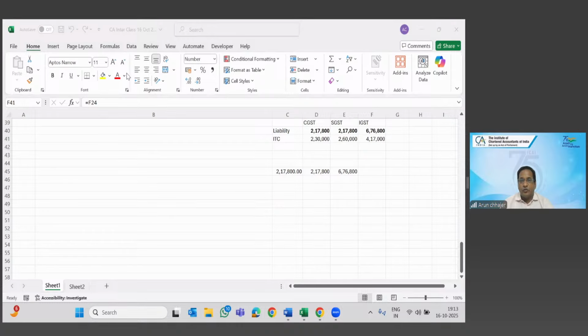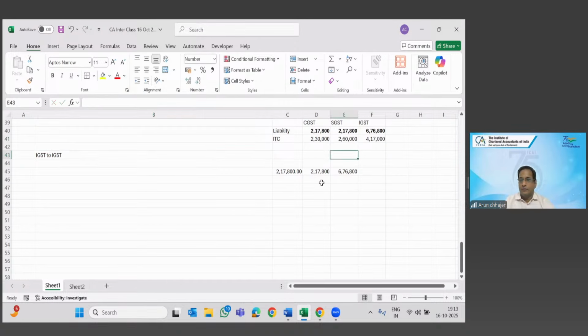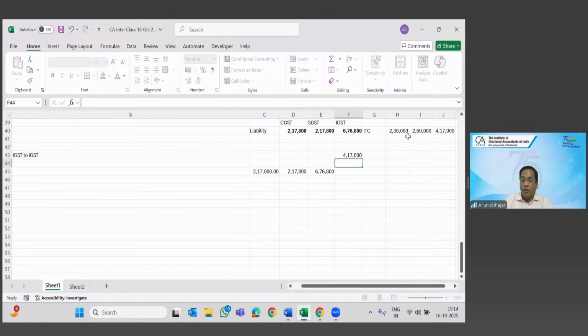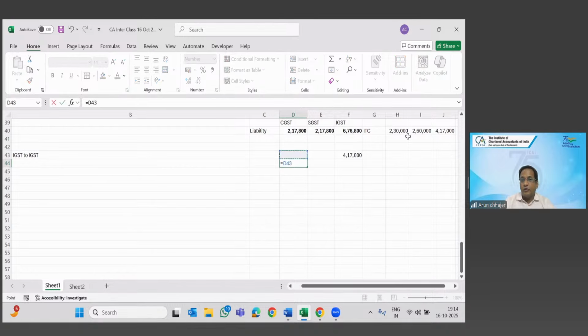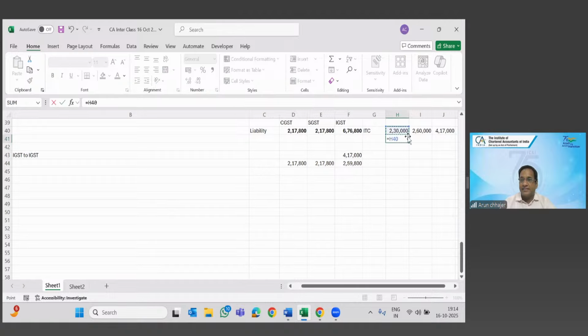First IGST to IGST. How much amount? I will use the full amount. Now let me calculate the difference in liability. अब कितना liability बचा है? Now what is the ITC balance? ITC balance is this one, and this becomes 0.